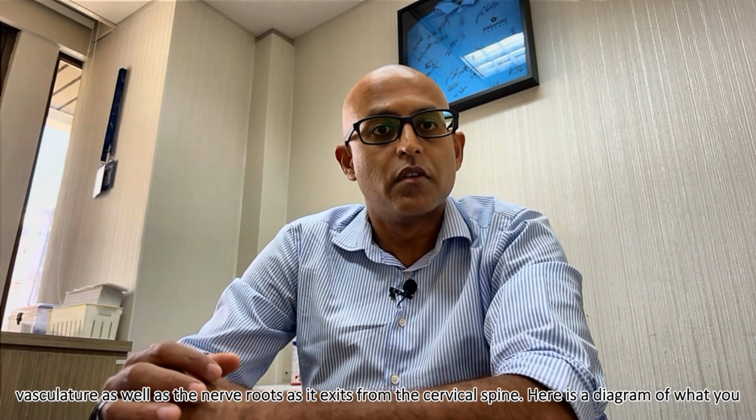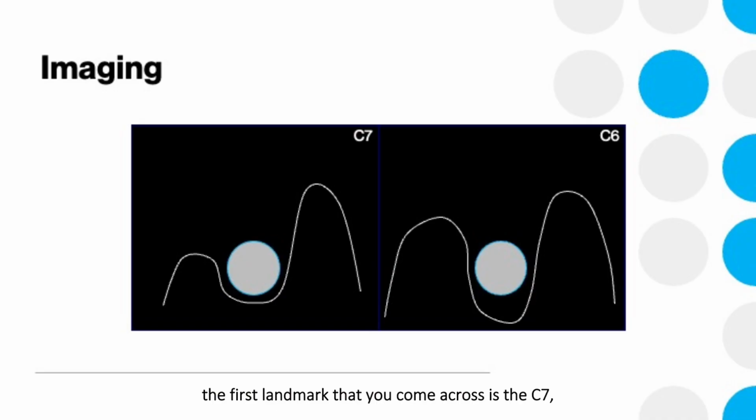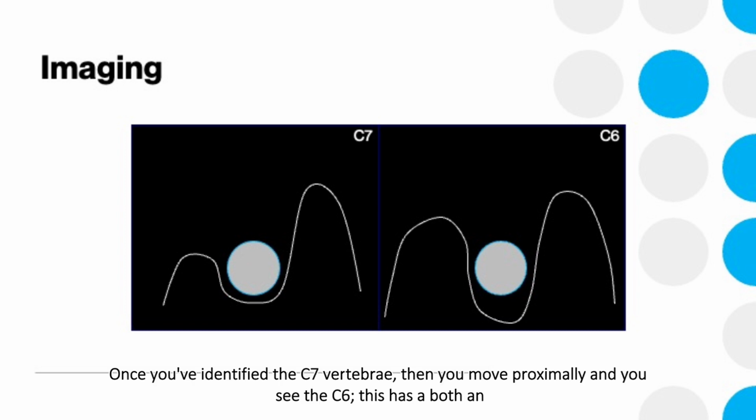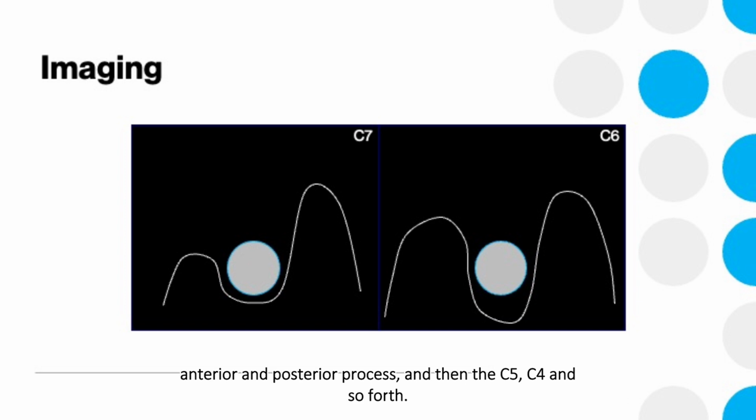And here's a diagram of what you will expect to see. The first landmark that you come across is the C7, and you use this as your landmark because it has a posterior but it doesn't have an anterior process. Once you've identified the C7 vertebrae, then you move proximally and you see the C6, and this has both an anterior and posterior process, and then the C5, C4 and so forth.